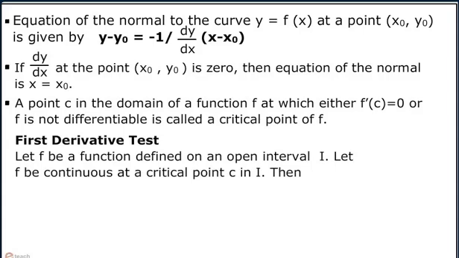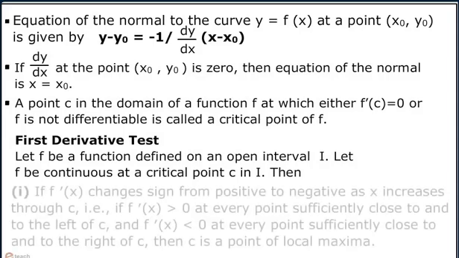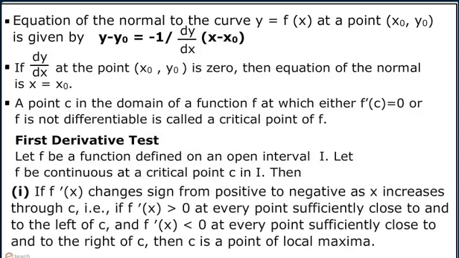First derivative test. Let f be a function defined on an open interval I and f be continuous at a critical point c in I. Then, number 1: if f'(x) changes sign from positive to negative as x increases through c, that is, if f'(x) > 0 at every point sufficiently close to and to the left of c, and f'(x) < 0 at every point sufficiently close to and to the right of c, then c is a point of local maxima.